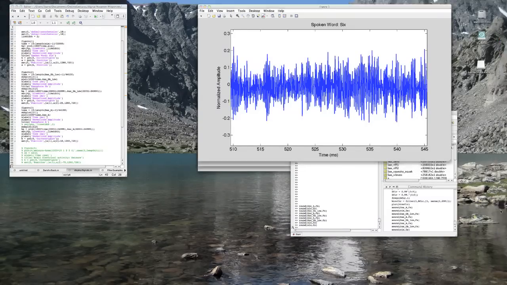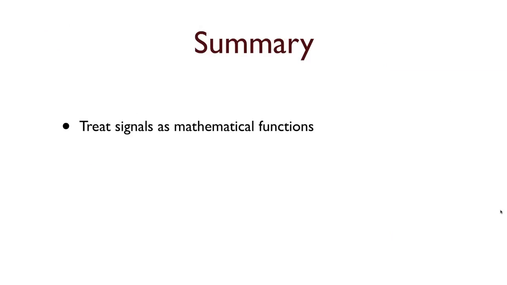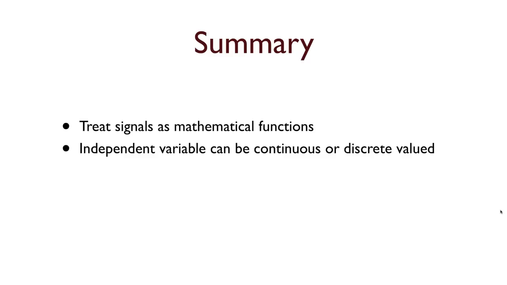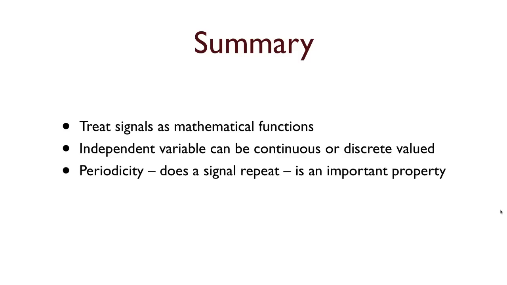Well, let's conclude then. What we've looked at in this lecture is that we can treat signals as mathematical functions, where we have an independent variable and a dependent variable. The independent variable can either be continuous or discrete valued, and most natural signals in the physical world have continuous valued independent variables. But once we get them into a computer, we sample them, and now they become discrete valued signals. Whether or not a signal repeats turns out to be a fairly important property. We'll see as we go on with this material.